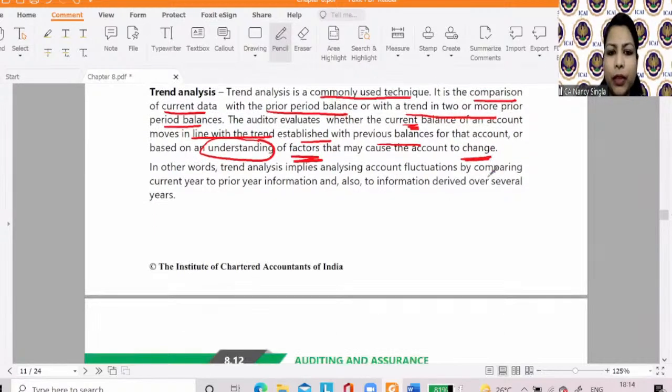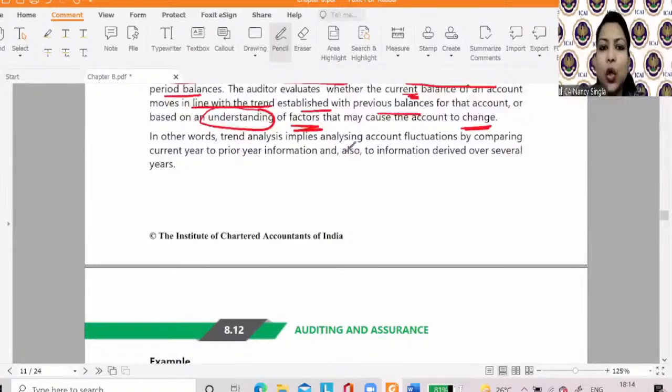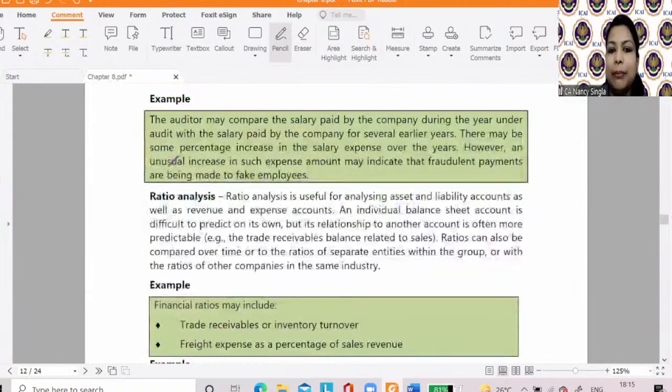So what exactly is the auditor doing? He is analyzing the account fluctuation. There has been a fluctuation from the usual wages percentage to sale in the actual, which has happened this year, by comparing the current year to the prior year information or several years. And the example that has been given beautifully explains this trend analysis.